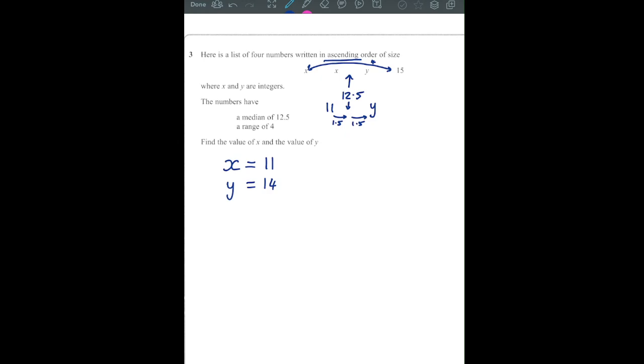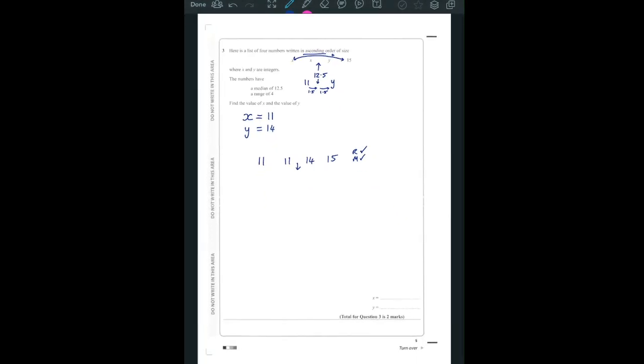Now, that is done. If you do want to check that work, it's worth writing them out properly and just checking the things do work. Does this have the correct range? Yes, 15 minus 11 is 4. Does this have the correct median? The middle of those: if you do in your calculator 11 plus 14 and divide that answer by 2, you do indeed get 12.5. So those two facts do indeed work, and we can be confident of that answer.